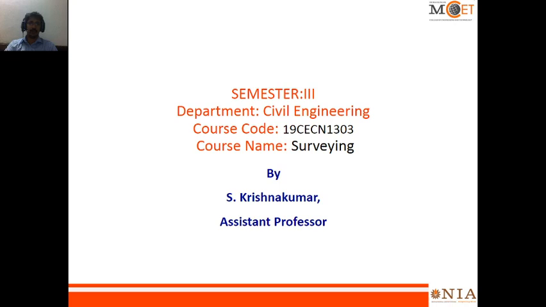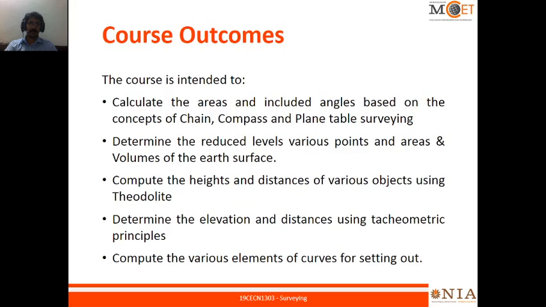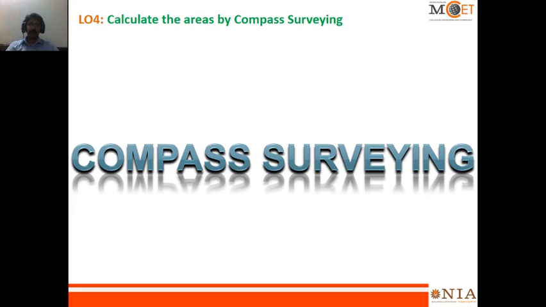So to determine the direction and to maintain the surveying in a proper manner, the next development is compass surveying. That was one of the outcomes. First outcome: calculate the areas and include the angles based on the concept of chain, compass and plane table. We have seen the chain. Next we are moving to compass surveying, right? Based on that outcome, how we can calculate the areas by compass surveying. That is the fourth outcome.